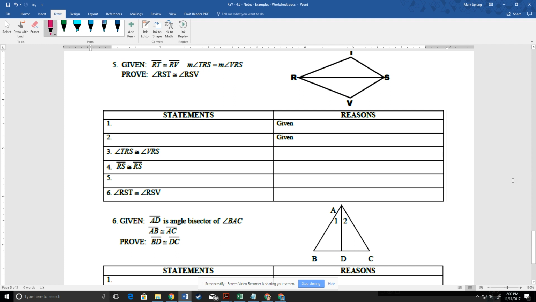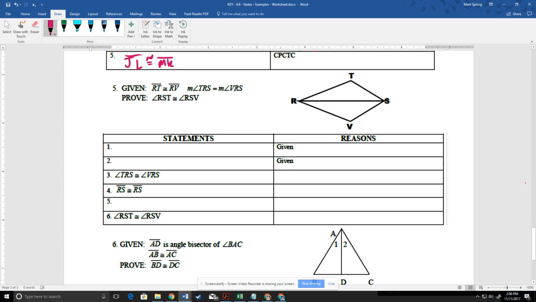All right, looks like we have the first two given, so let's go ahead and put those in. RT is congruent to RV. Again, you don't always have to start with the givens like this. They can be sort of any, but in this case they did. So RT is congruent to RV, mark them.